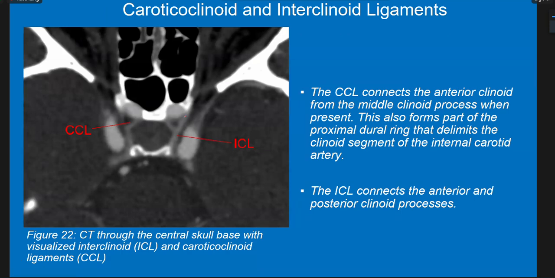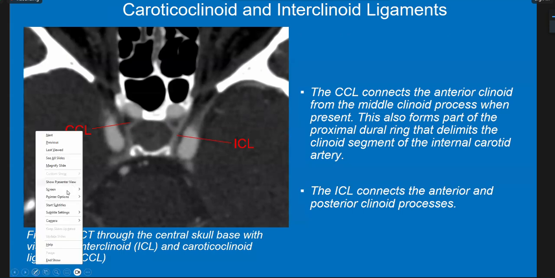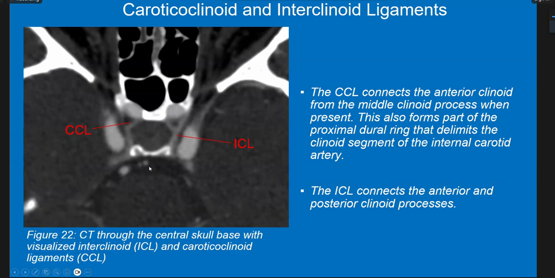Sorry to interrupt, Dr. Subson. Can you use the laser pointer? This is just a bit smaller in size. Okay. How about that? Hold on.